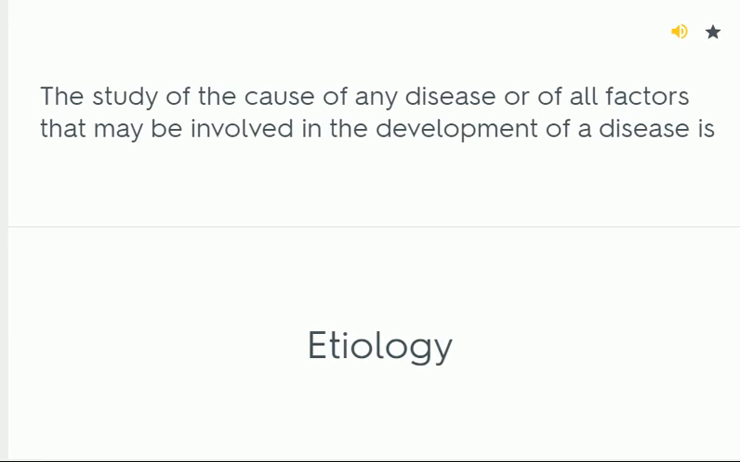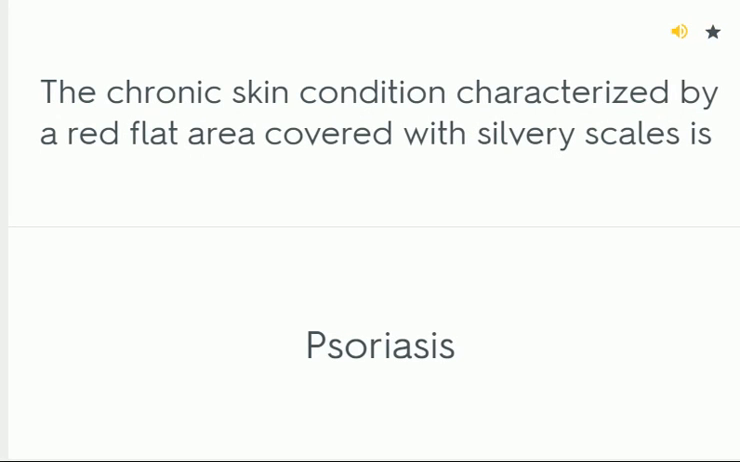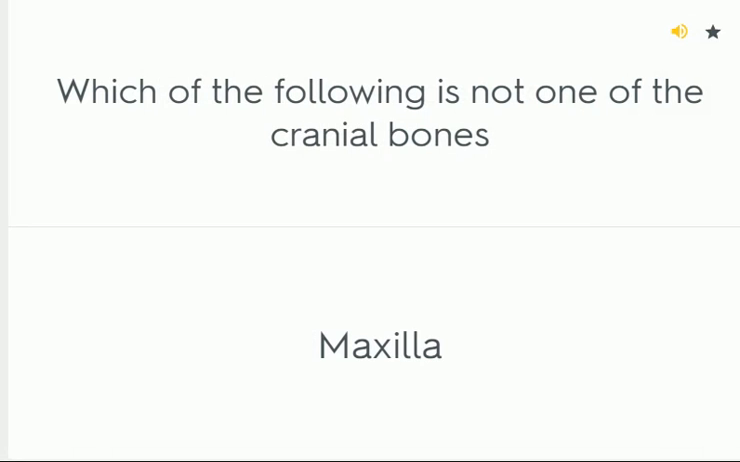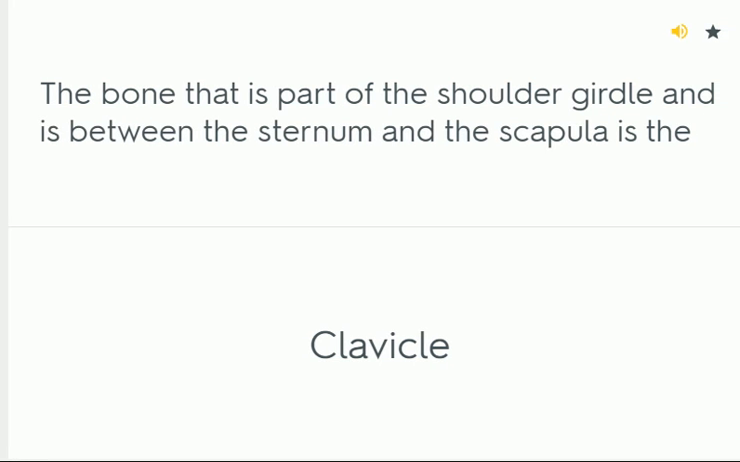The study of the cause of any disease or of all factors that may be involved in the development of a disease is etiology. The chronic skin condition characterized by a red flat area covered with silvery scales is psoriasis. Which of the following is not one of the cranial bones? Maxilla.